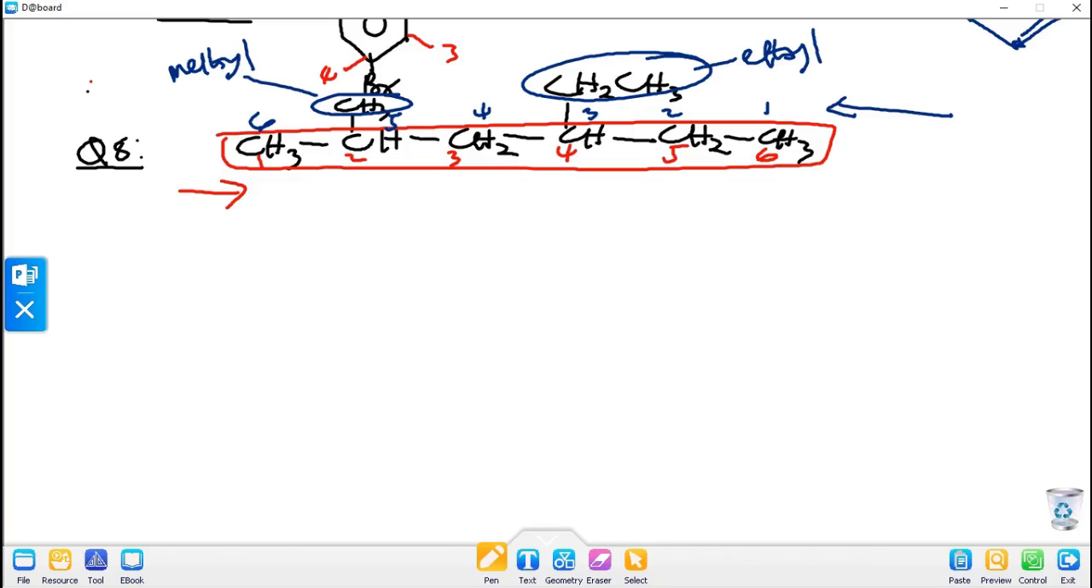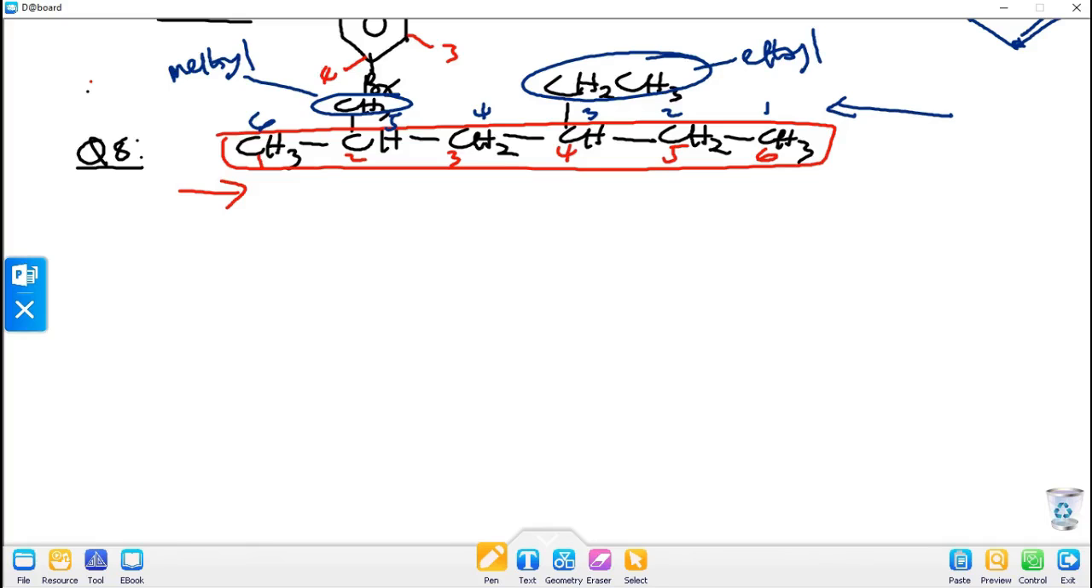So if we number from the right hand side, our ethyl side chain falls under carbon 3, while the methyl falls under carbon 5. If we take our numbering from the left hand side, our methyl will fall under carbon 2, while the ethyl falls under carbon 4. So which numbering scheme should we follow? Is it the right hand side or the left hand side? We ought to consider the side chains now. Methyl and ethyl, which is larger?